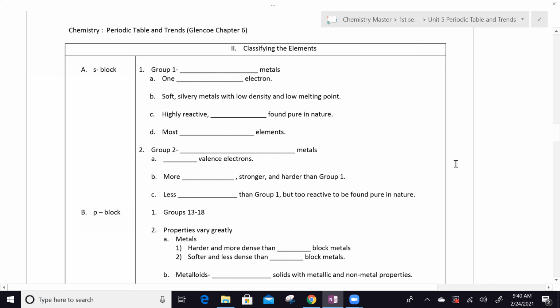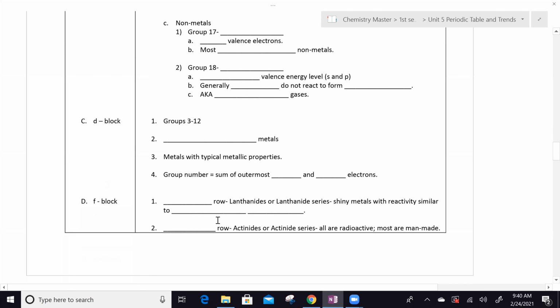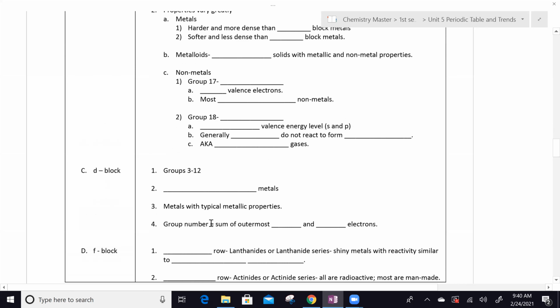All right, so now we're going to talk about classifying the elements. We're going to break them up by the neighborhoods like we've done before. So we're going to talk about S block, and then P block, and then D block and F block, okay? So let's start with S block.